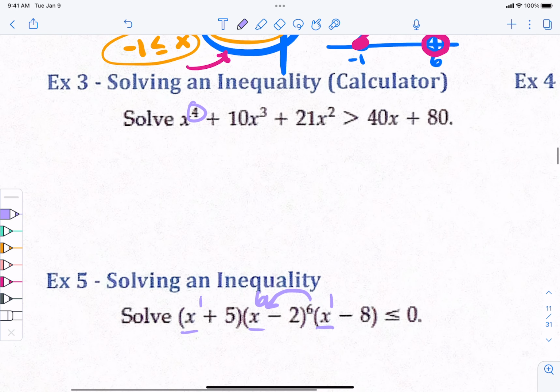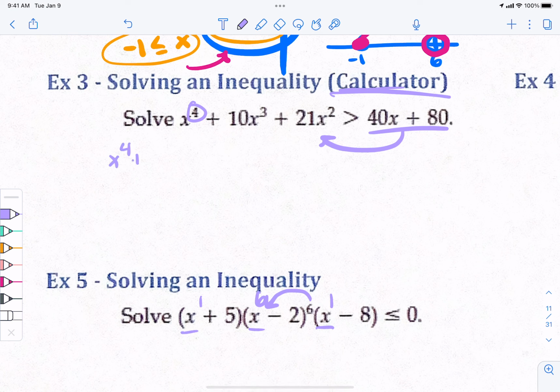So this one, we're going to use a calculator to solve this thing, okay? But I want to put everything on one side. I want to do that first, okay? So we have x to the 4th plus 10x to the 3rd plus 21x squared minus 40x minus 80. Did that work out fine? Is that okay?